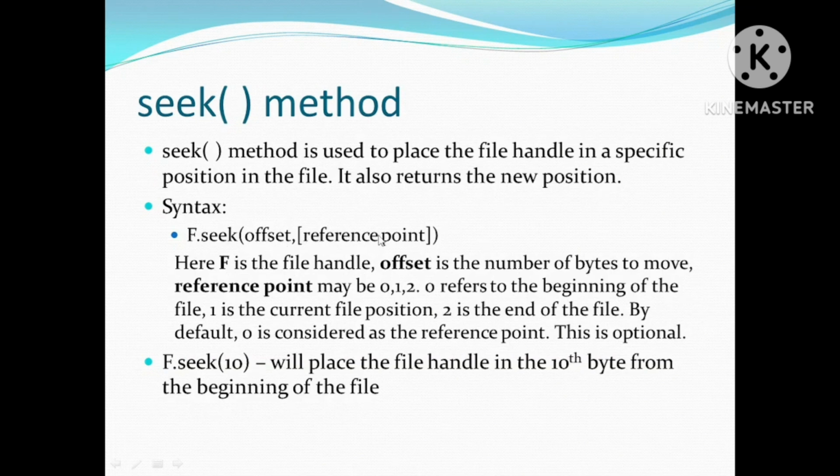Then reference point, there are 3 values for reference point: 0, 1, 2. 0 is the default value. 0 refers to the beginning of the file. That is the default, you need not mention that. Suppose you give f.seek(10), which means 10 bytes from the beginning of the file. So comma 0 is optional. But if you want to count 10 bytes from the current position, you have to give f.seek(10, 1). So 1 is the current file position, 2 stands for the end of the file. From the end of the file, you have to move to which byte. So you have 3 options and reference point is optional. You need not mention it, so it will be automatically counted from the beginning of the file.